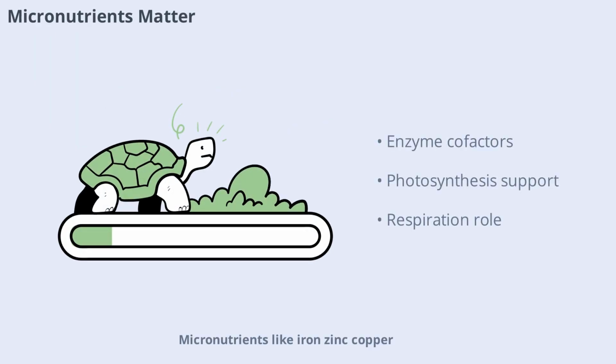Micronutrients like iron, zinc, copper, and manganese are needed in small amounts but are crucial for plant health. They act as cofactors for enzymes and are involved in processes like photosynthesis and respiration. Even minor deficiencies can disrupt plant metabolism and growth.